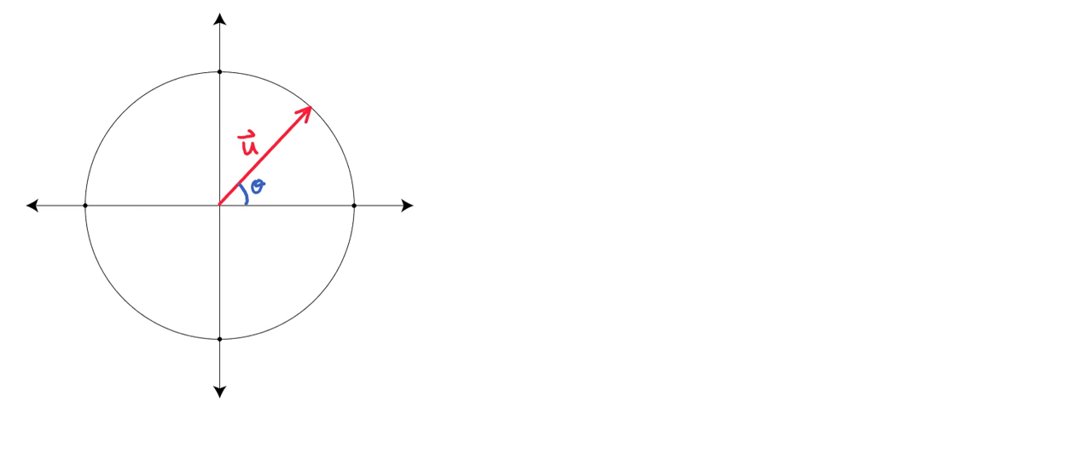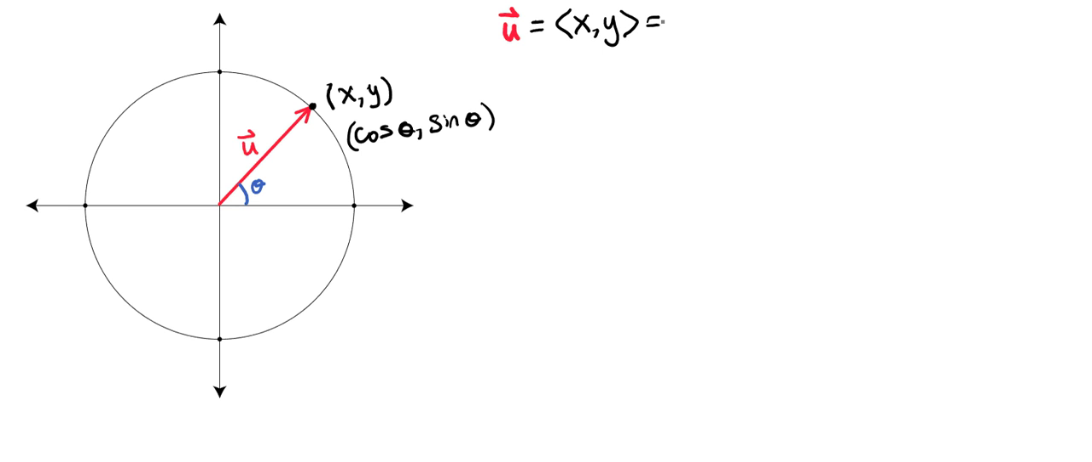So I have my terminal point here, and so that's our x comma y, and thinking back to our unit circle, we also called this cosine theta comma sine theta. So that's another way to think of this terminal point on our unit circle, which means that as I write u in component form, I would have x comma y, or I could also write cosine theta comma sine theta. And those would be my component forms.